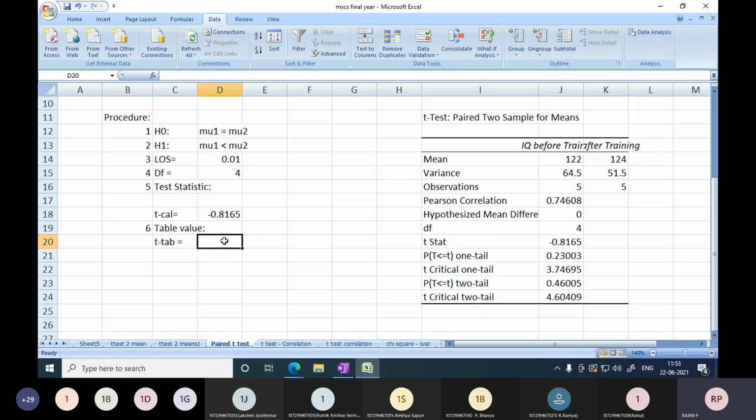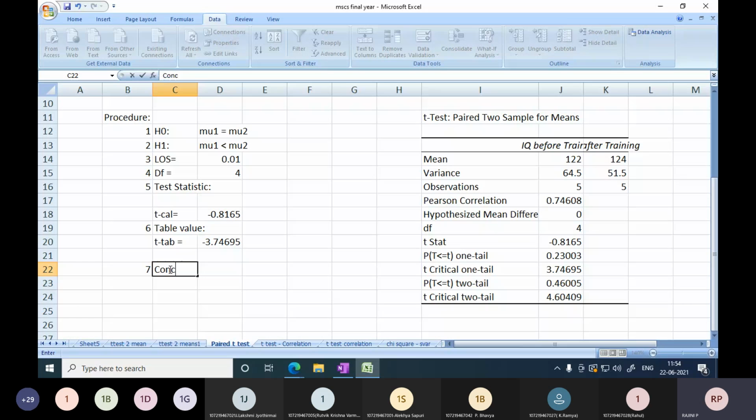Is equal to this critical one tail value into minus 1. Okay, you got the table value. Did you understand? Yes, ma'am. If it is a left tail, that's what we are taking into minus 1. If it is a right tail, we'll take as it is. Okay, and then go for the conclusion.